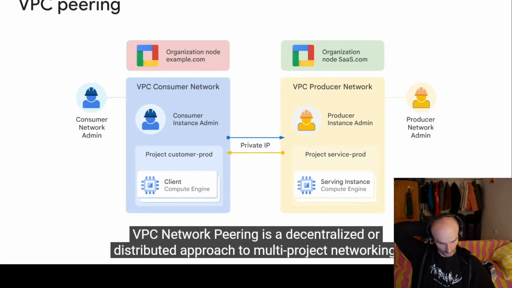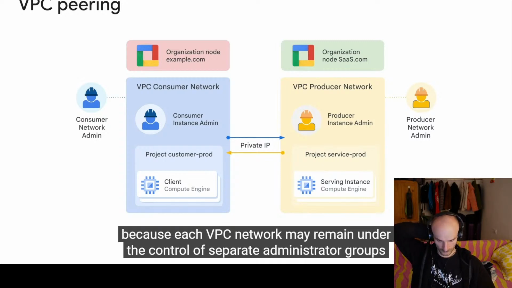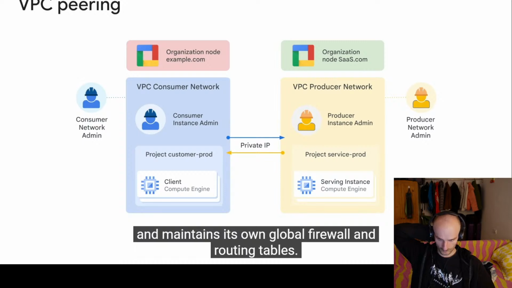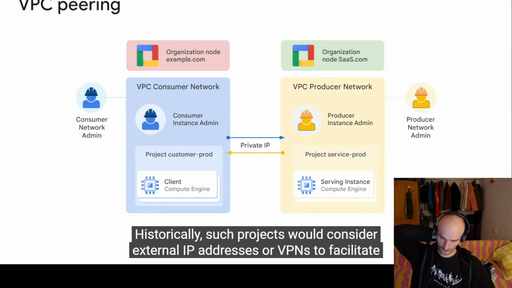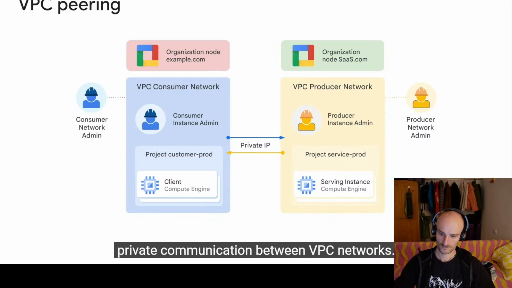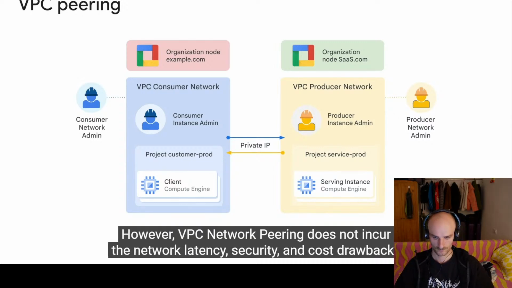VPC network peering is a decentralized or distributed approach to multi-project networking because each VPC network may remain under the control of separate administrator groups and maintains its own global firewall and routing tables. Historically, such projects would consider external IP addresses or VPNs to facilitate private communication between VPC networks. However, VPC network peering does not incur the network latency, security, and cost drawbacks that are present when using external IP addresses or VPNs.